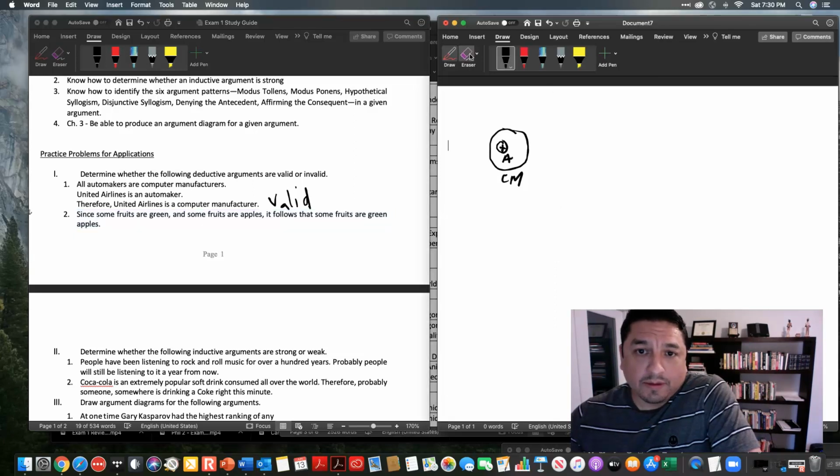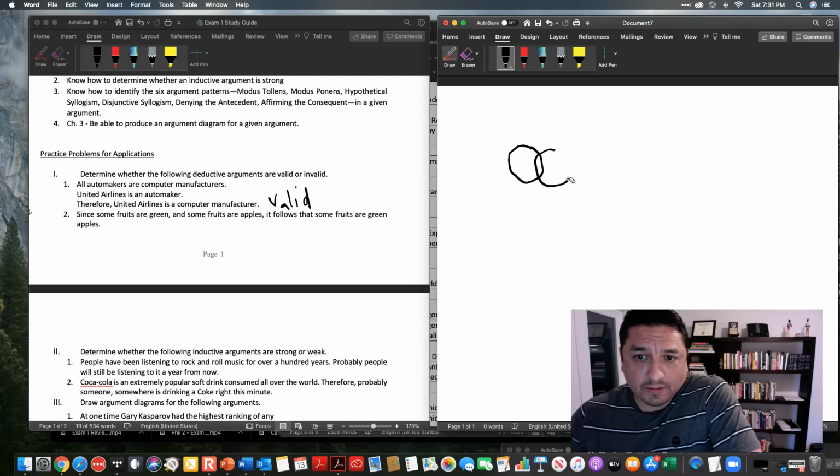Let's get rid of this here. Okay, so let's take the information that is contained in these two premises. The first premise is that some fruits are green, right? So what we're going to do is draw two circles like this, and it says that some fruits are green. Okay, so that means that there are some fruits in here that are green, right? This represents the intersection between things that are green and things that are fruits.